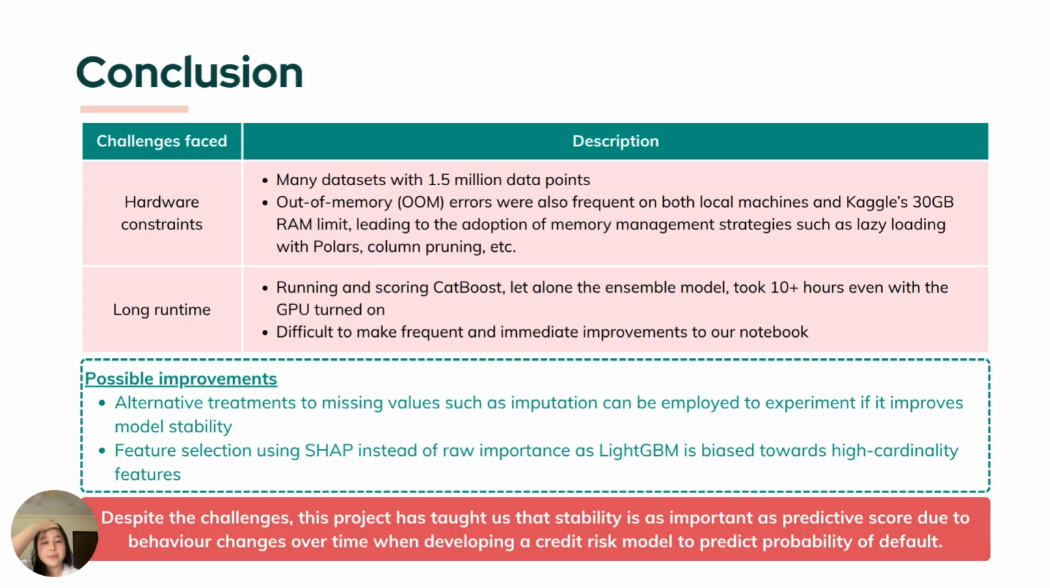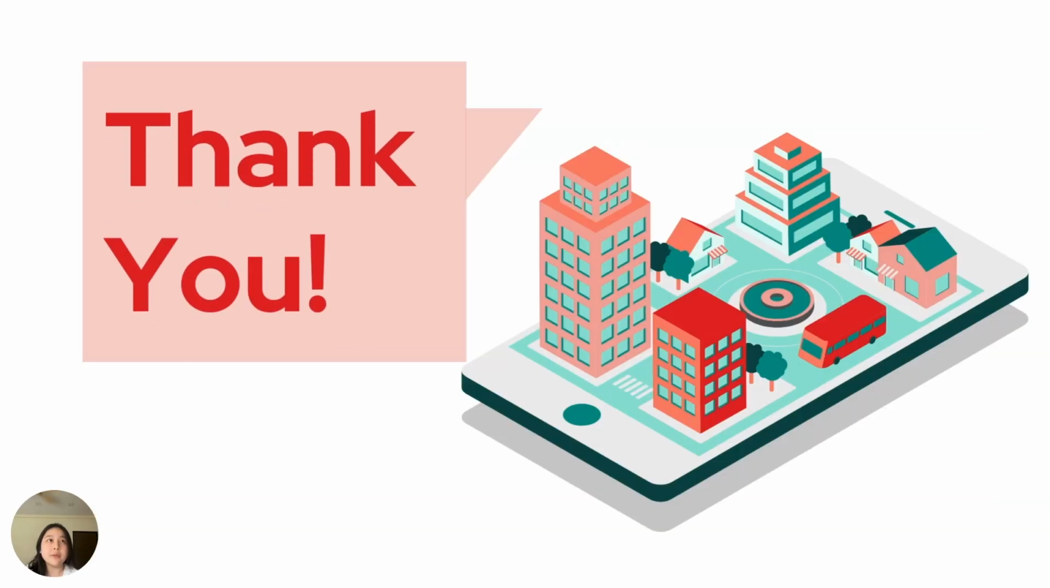For further improvements, we could explore better handling of missing values through imputation and use chat-based feature selection to improve model stability. With that, we have come to the end of our presentation.